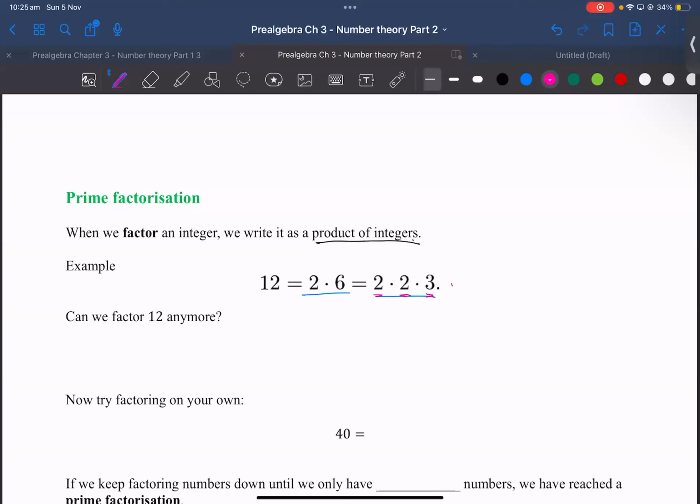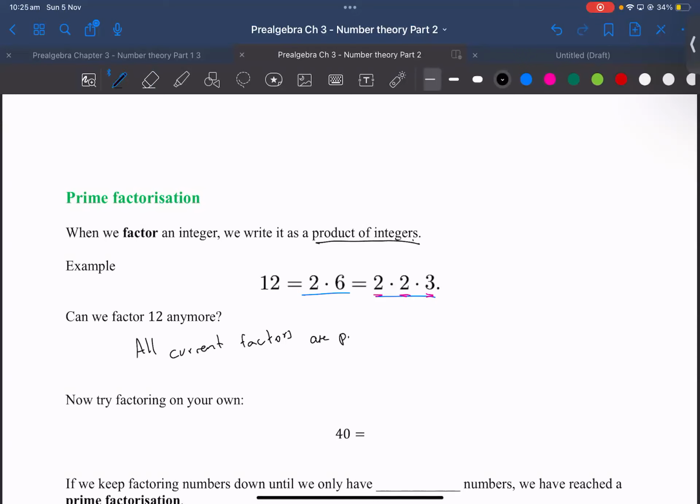You can always times by 1. You can keep adding infinitely many 1s, and it doesn't change anything. So 1 is really a useless number in terms of prime factorization. You can't factor 12 any more because all the current factors are prime. So the most you can factorize is until you get all primes.